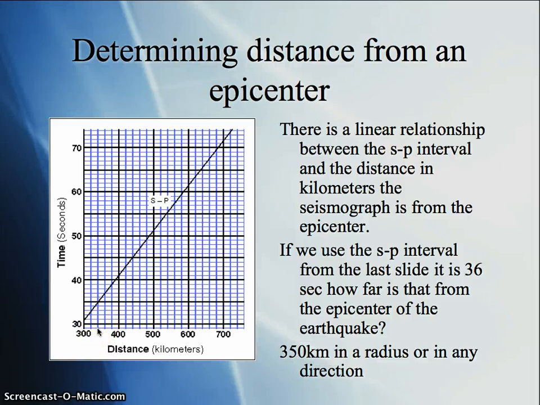That doesn't tell us if it's coming from the north, the south, the east, or the west. So the earthquake could have been in the Atlantic Ocean, it could have been in New York City, it could have been down in Virginia, or it could have been up in Canada. We don't know exactly where it was, we just know it was 350 kilometers in a radius in any direction.